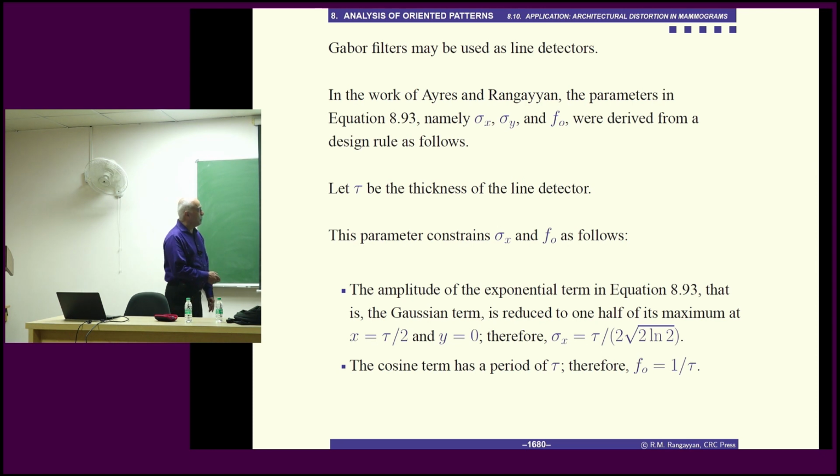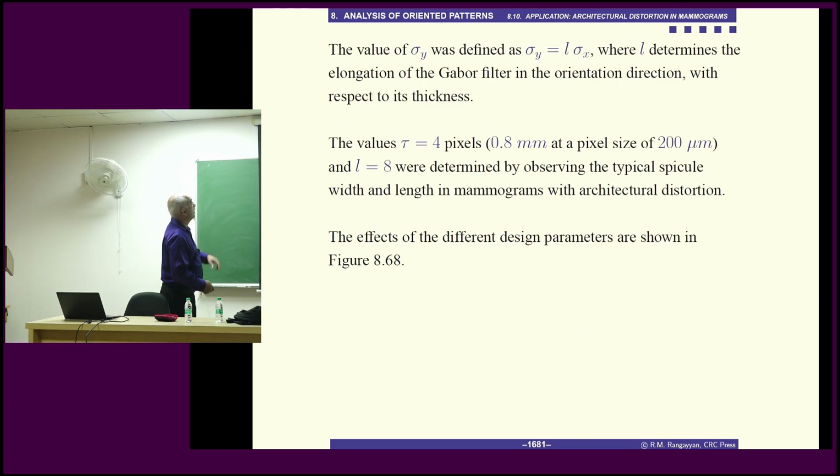The cosine term has a period of tau, therefore f naught is 1 over tau. So we relate the modulating function period to the width of the line pattern we want to detect. The value of sigma y is sigma y equal to L times sigma x, where L determines the elongation or the oblong nature of the line pattern we want to detect. How long will a fiber be before it turns or changes direction? These are not straight lines.